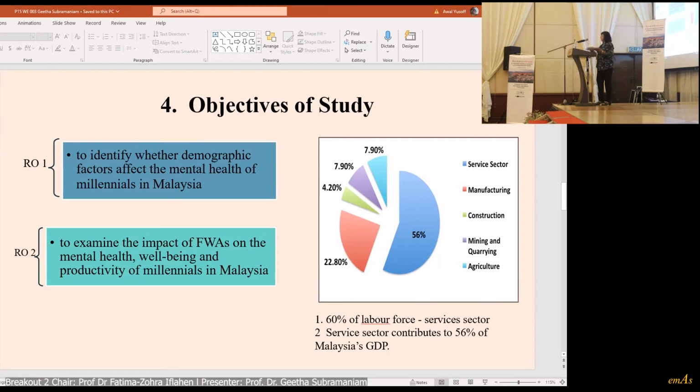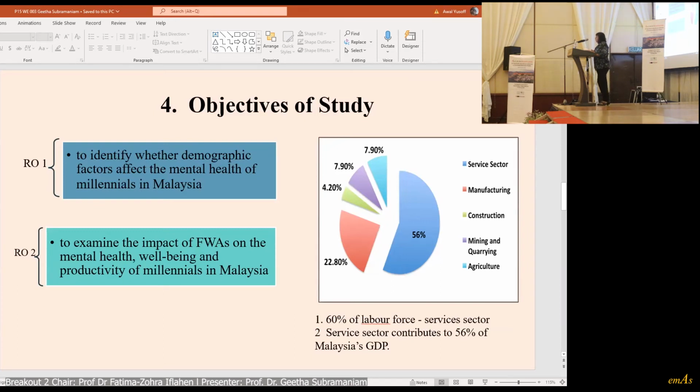So this paper I'm presenting here is actually part of a bigger study which I did. I'm only presenting research objectives 1 and 2. For any intervention programs, we always would like to know what are the demographic factors which have an impact on the variable in discussion. So the first objective was to see whether there is any relationship between the demographic factors of the millennials and mental health. And secondly, to examine the impact of flexible working arrangements on the 3 dependent variables: mental health, well-being, and productivity.